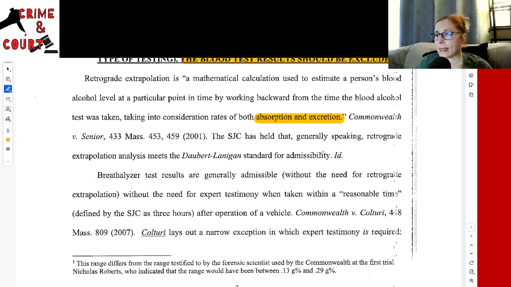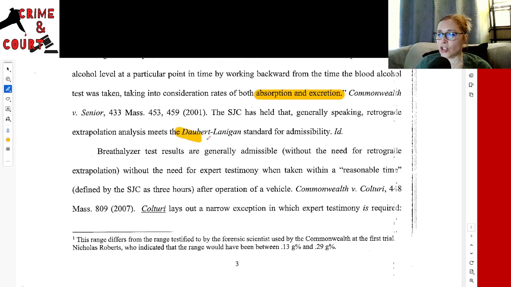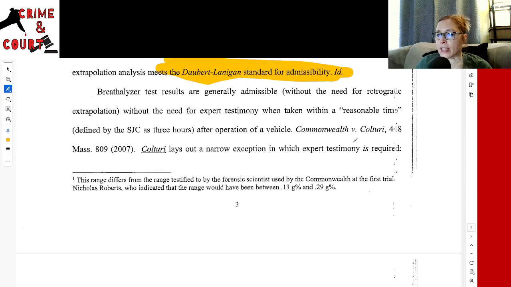The SJC has held that, generally speaking, retrograde extrapolation analysis meets the Daubert-Lanigan standards for admissibility. Breathalyzer test results are generally admissible without the need for retrograde extrapolation, without the need for expert testimony, when taken within a reasonable time, defined by the SJC as 3 hours after operation of a vehicle.